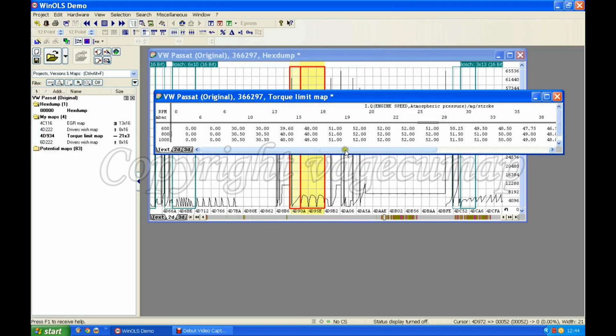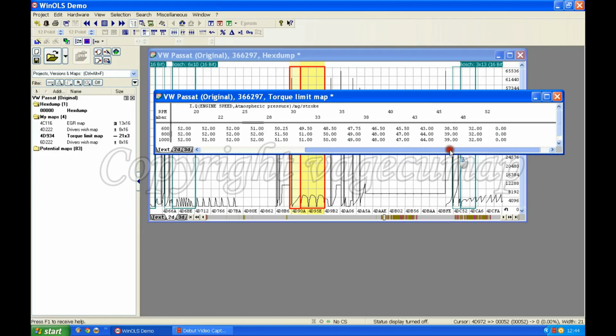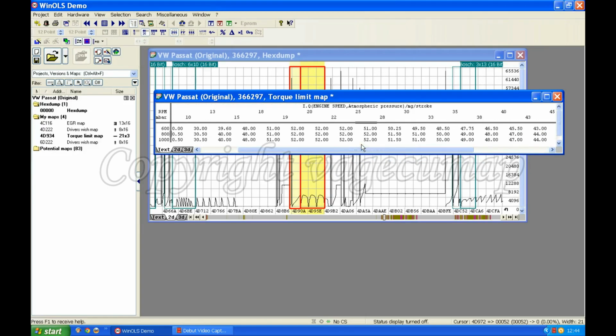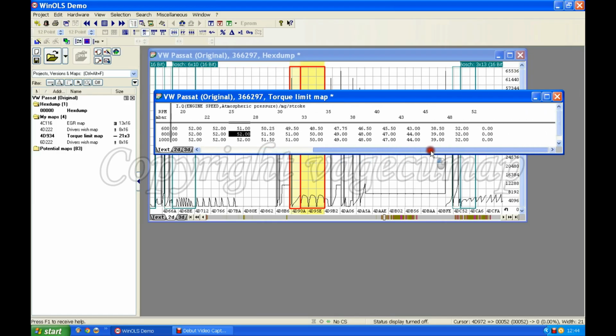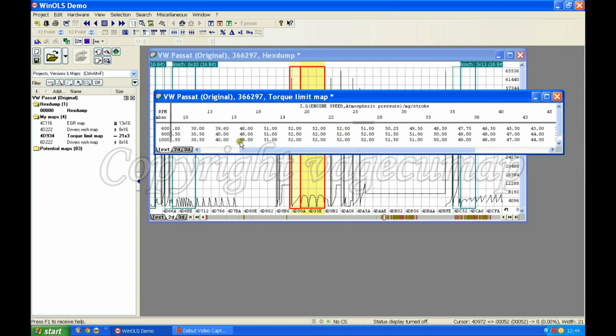So here we've got some figures. They might seem fairly familiar because we saw on the EGR map over here a figure of 51 milligrams, and then we saw on the driver's wish map figures in the region of 51, 52 with an absolute maximum of 70. And on here, if we look at the figures, we seem to be stopping at 52, don't we? So we've got figures that stop at 52.